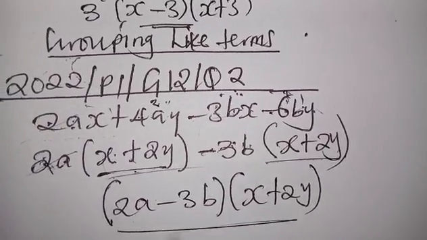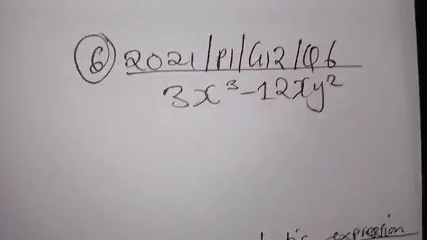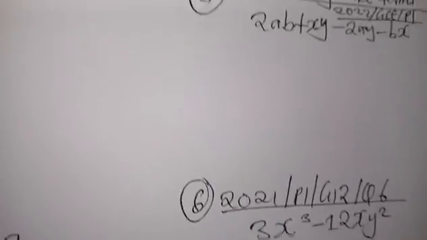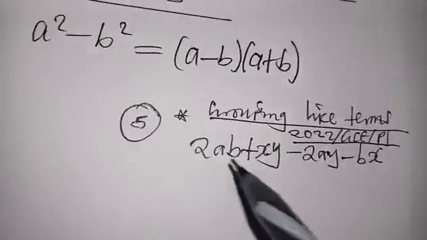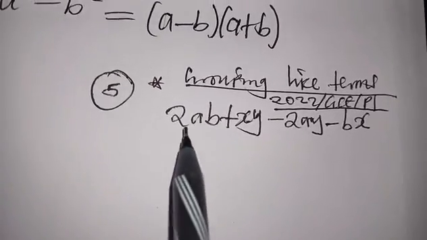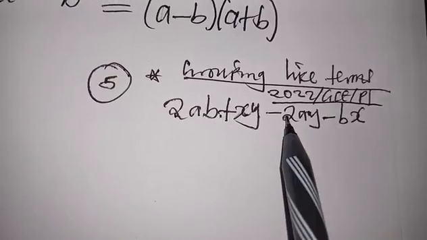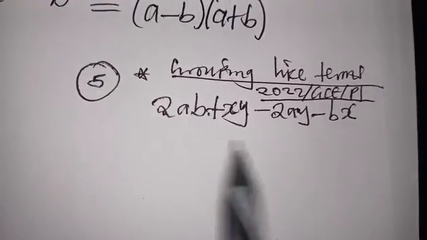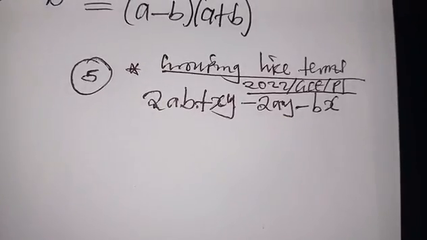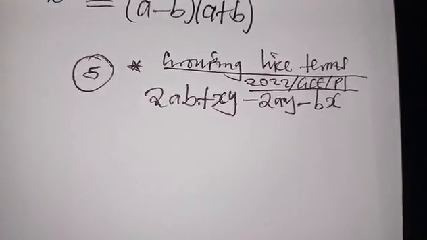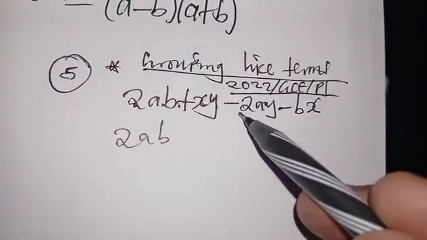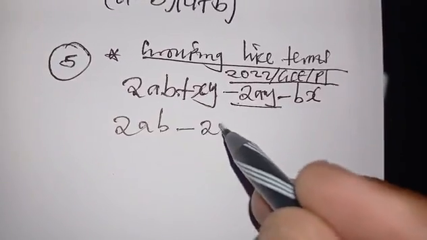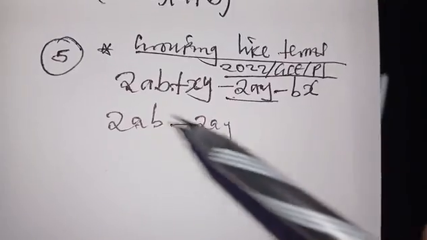So this is how you handle this one. The second one is also like, oh no, it's different. We are looking at the fifth one. If you pay attention, this is 2ab, this is xy, this is negative 2ay, meaning they are not together, so they are supposed to be put together. So I'll start with 2ab, and this is also negative 2ay. At least you group them in terms of a.